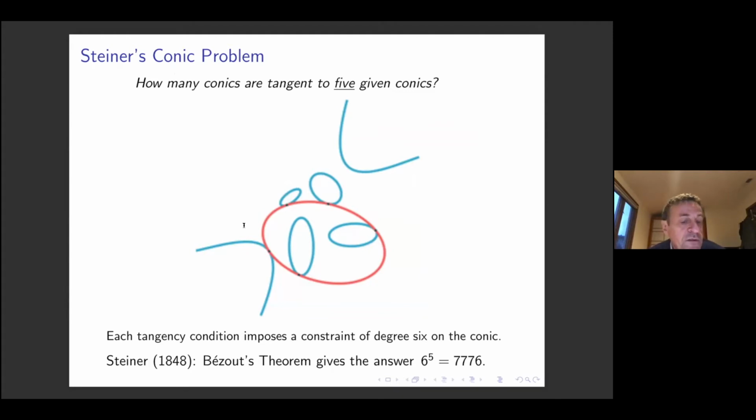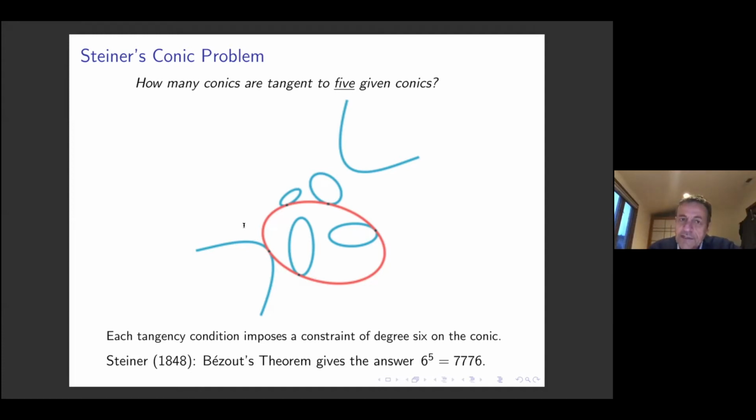And Steiner proposes an answer in 1848. He says Bezout's theorem gives the answer 6 times 6 times 6 times 6 times 6, which is 7,776. Each tangency condition gives an equation of degree 6 in the 5 red parameters. And Bezout's theorem in general says if we have a system with the same number of equations as unknowns, we should multiply the degrees. This is what we did here. That was Steiner's answer.